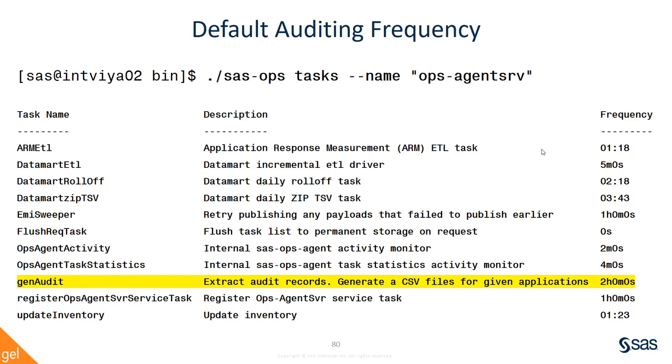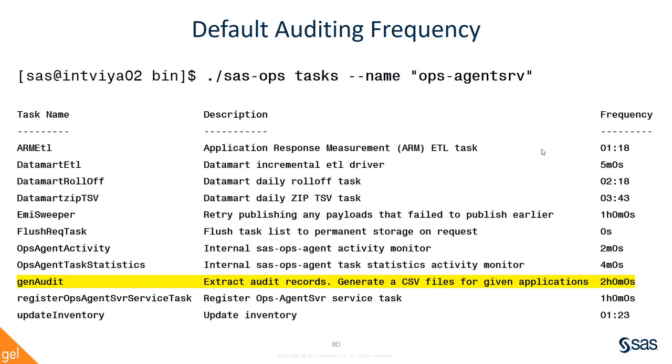Now, we're talking about auditing, and earlier we looked at the tasks that the operations agent server agent runs. In this case, we're looking at that list again. We've highlighted the gen audit, and as you can see to the far right, we have a 2-hour frequency. So every 2 hours, this task runs, it cleans up the information that's been pulled off the exchanges, reports on it, and puts it into CAS.